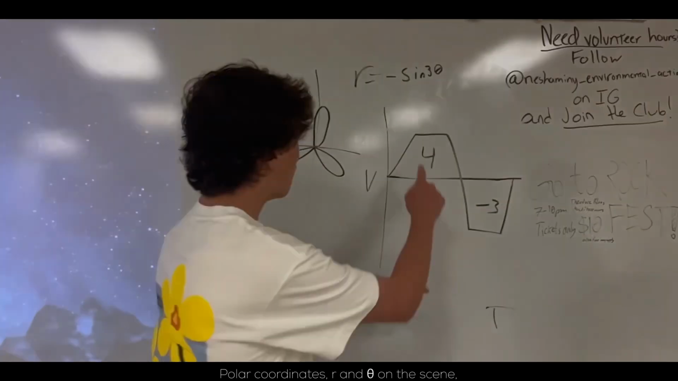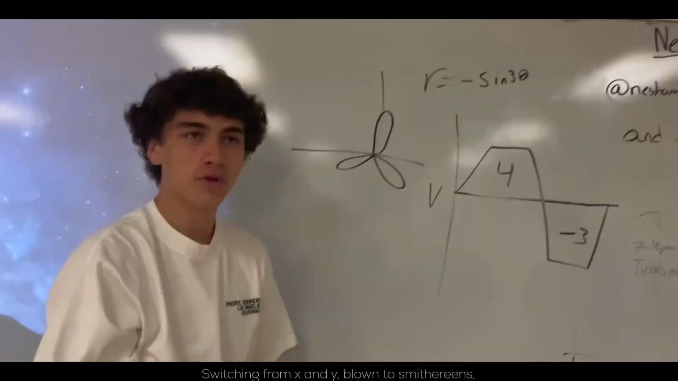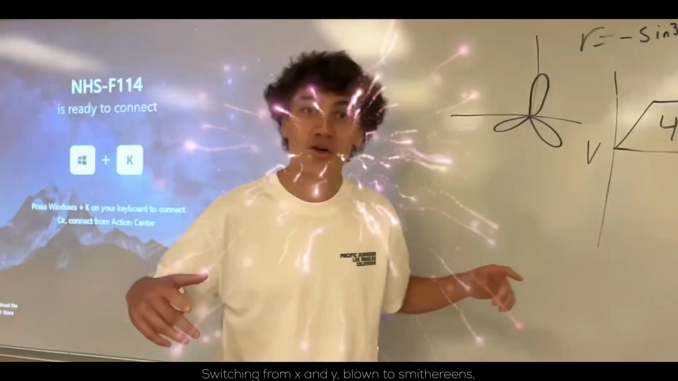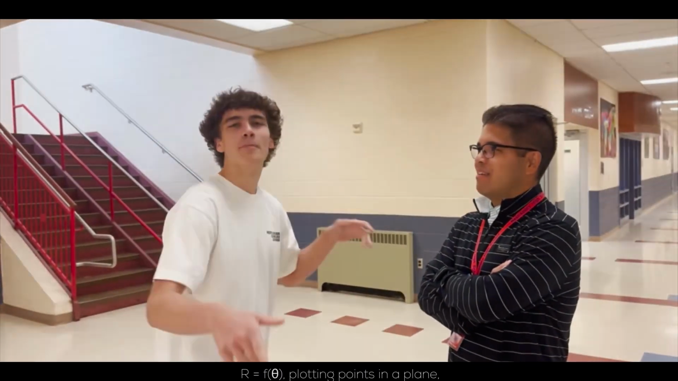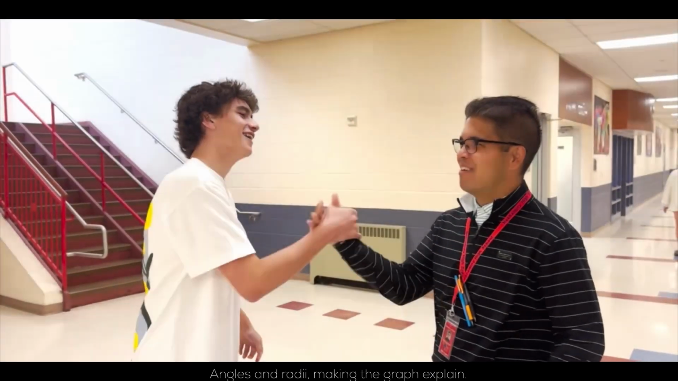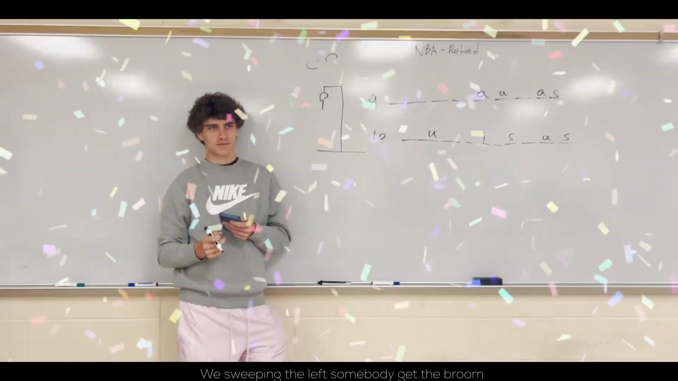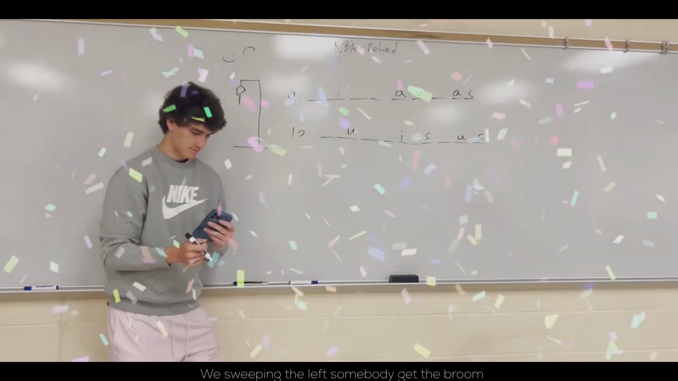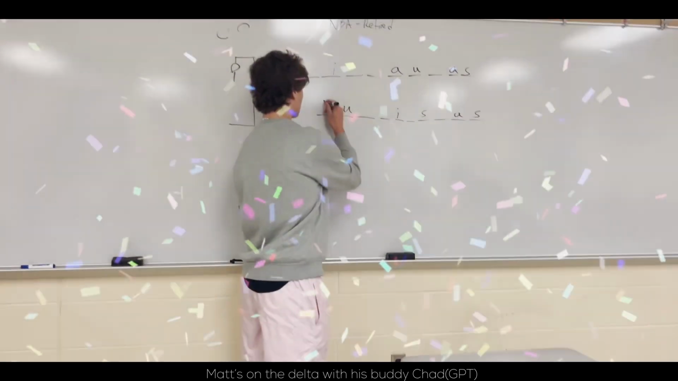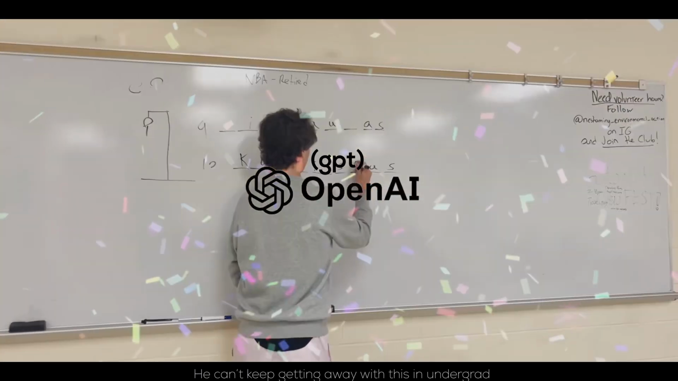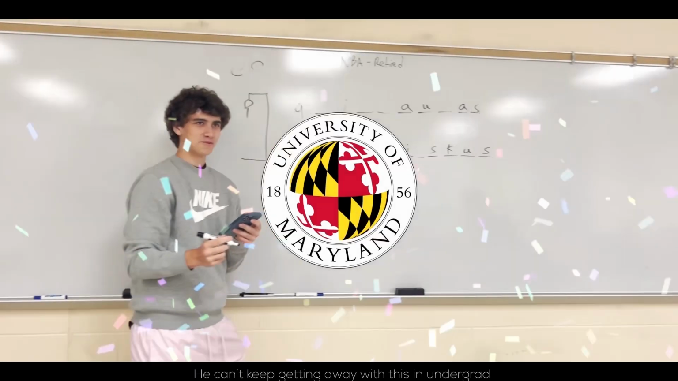Polar coordinates, r and theta on the scene. Switching from x and y, blown to smithereens. r equals f of theta, plotting points in a plane. Angles and radii, making the graphics plain. Vector valued functions like the right side of the room. We sweep in the left, somebody get the broom. Matt's on the delta with his buddy Chad. He can't keep getting away with this in undergrad.